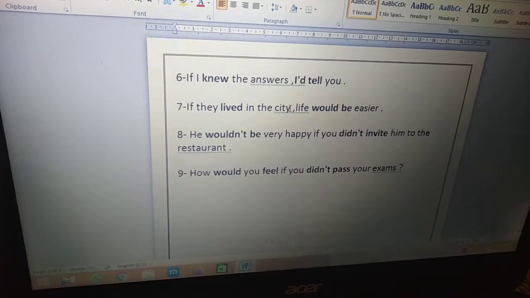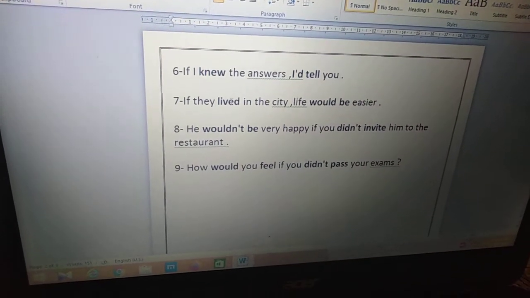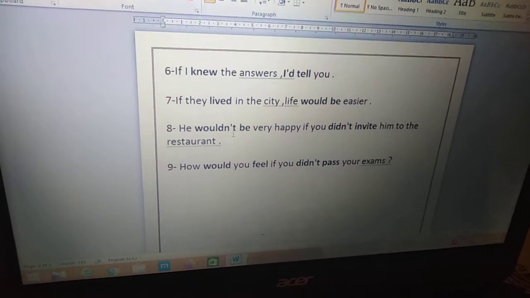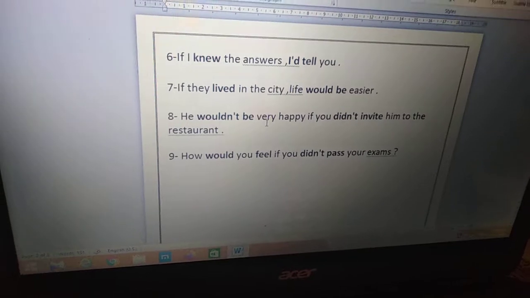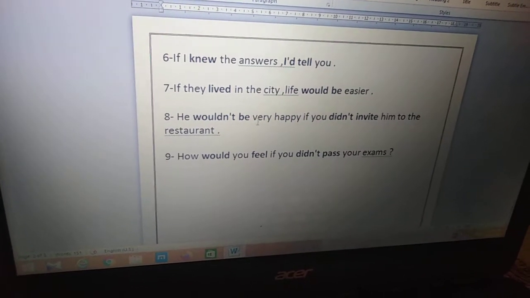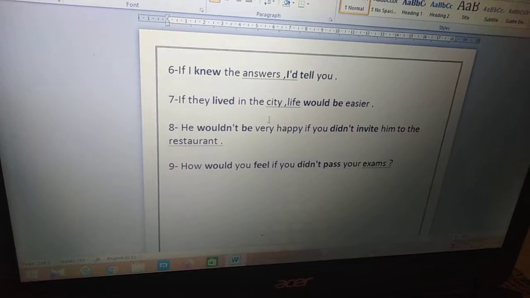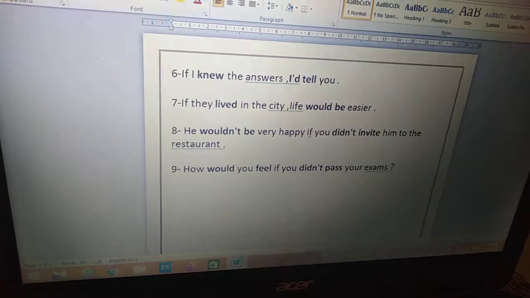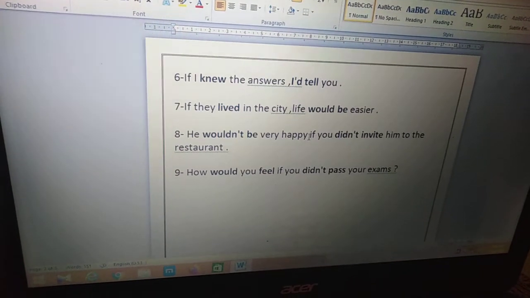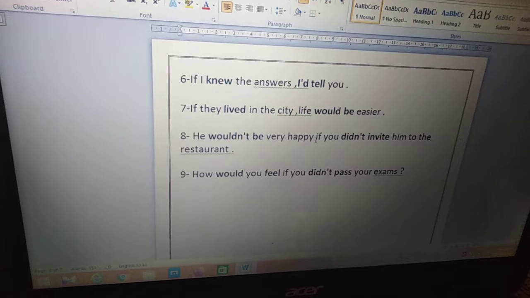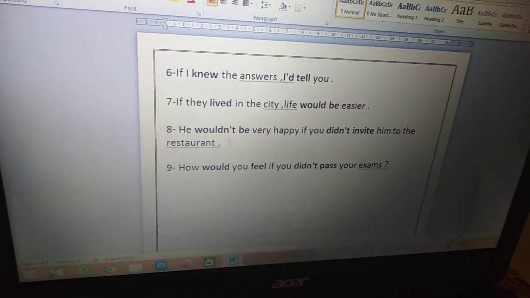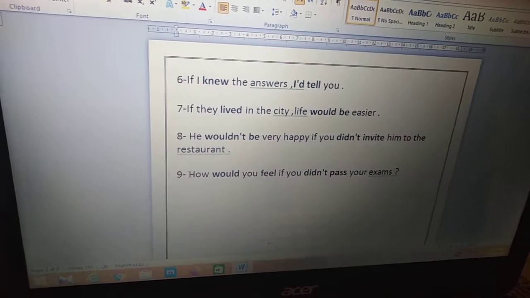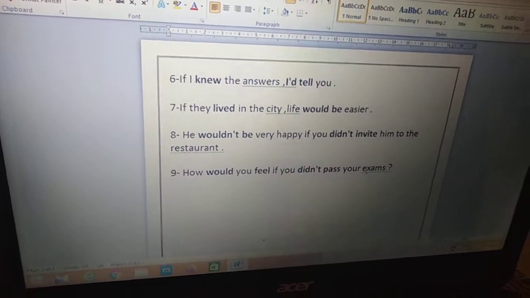If they lived in the city, life would be easier. Simple past, the other part would plus verb 1. If the main clause takes the place of the if clause at the beginning, he wouldn't be very happy. So we don't put a comma. Don't forget that. How would you feel if you didn't pass your exams?